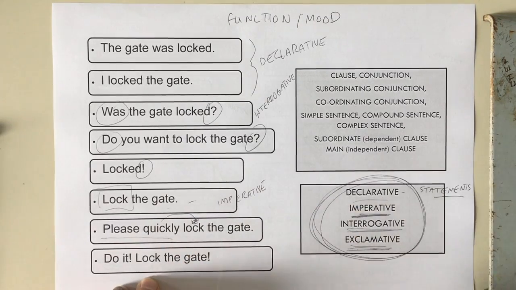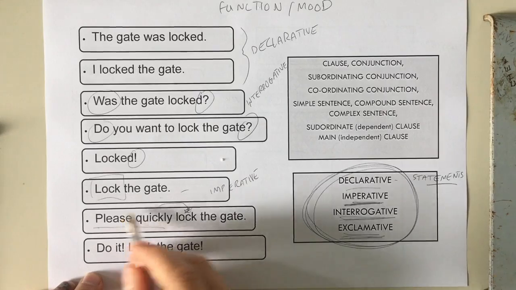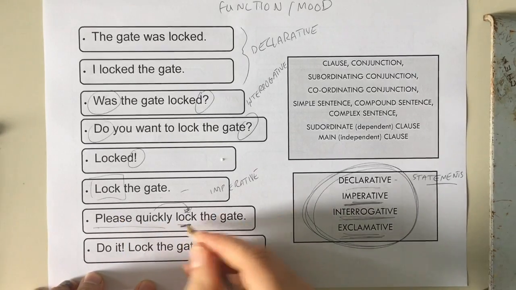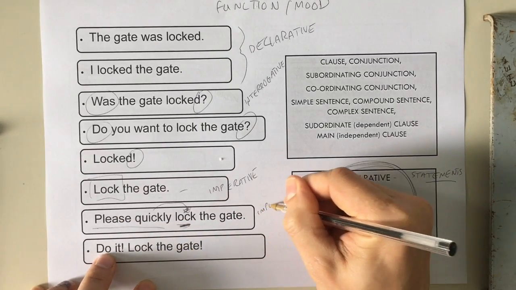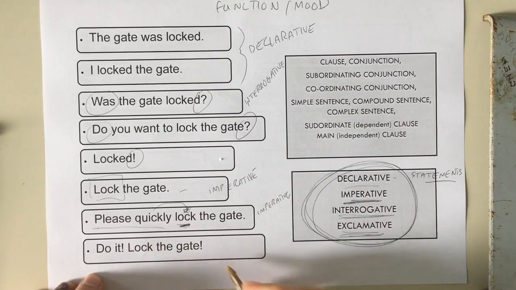Well, yeah, please quickly lock the gate. That's just telling us how and in what way to do it, but that is the most important word. So it's an imperative. It's a command, okay? And then here we've got do it, lock the gate.